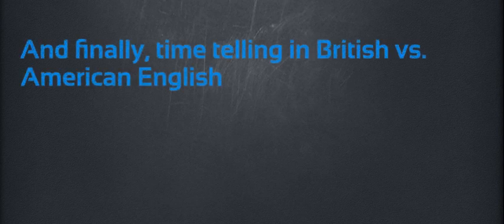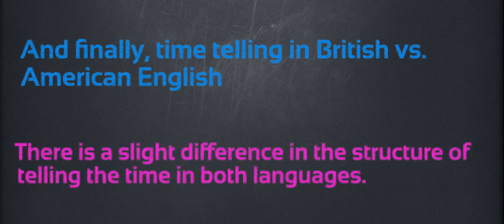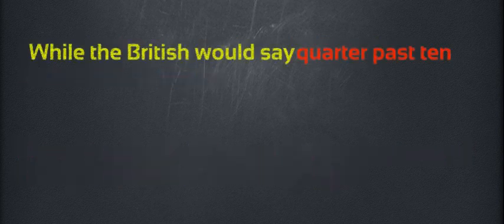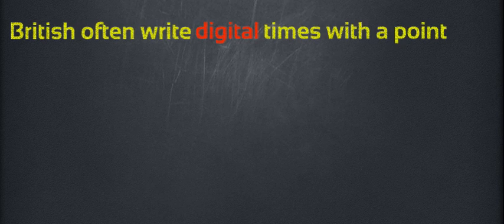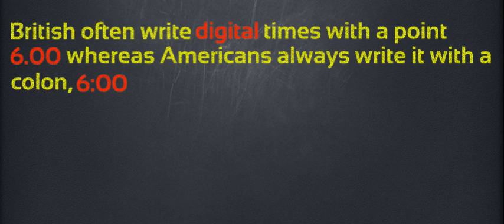And finally, time telling in British versus American English. There's a slight difference in the structure of telling the time in both languages. While the British would say a quarter past ten to denote 10:15, Americans would say a quarter after ten. British often write digital times with a point, 6.00, whereas Americans always write it with a colon, 6:00.